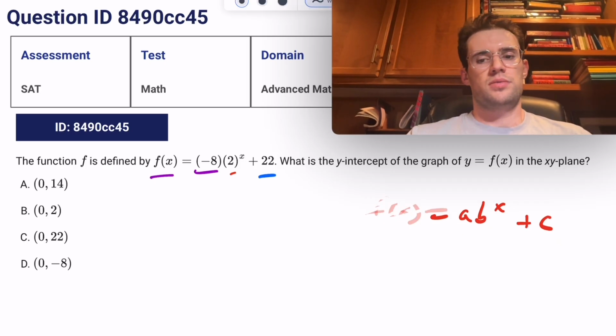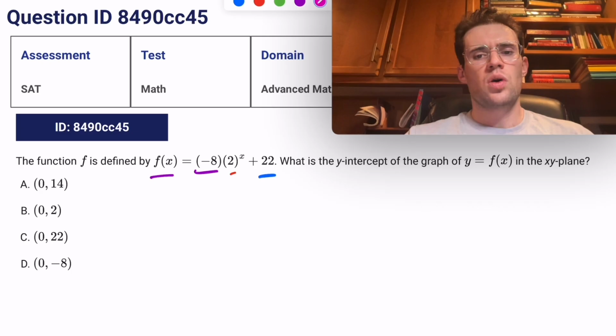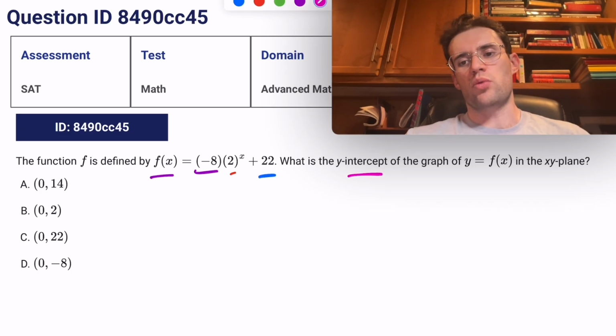All right, so anyway, they're asking, what is the y-intercept of the graph of y equals f of x in the xy plane?